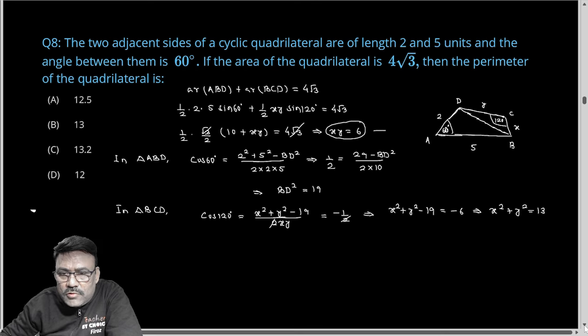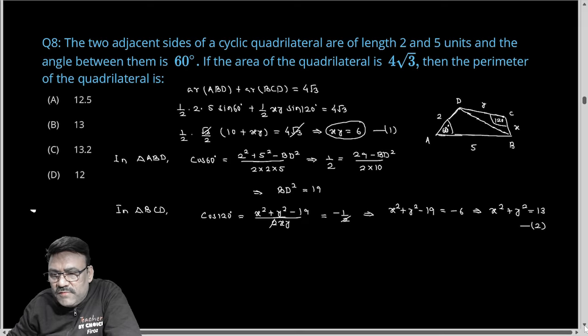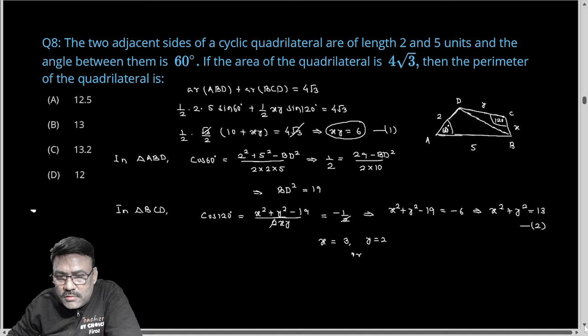And now just solve these two equations, equation 1 and equation 2. You have two variables, two equations. You can easily solve these two. So ultimately you will get x is equal to 3, y is equal to 2, or vice versa, or x is equal to 2, y is equal to 3.